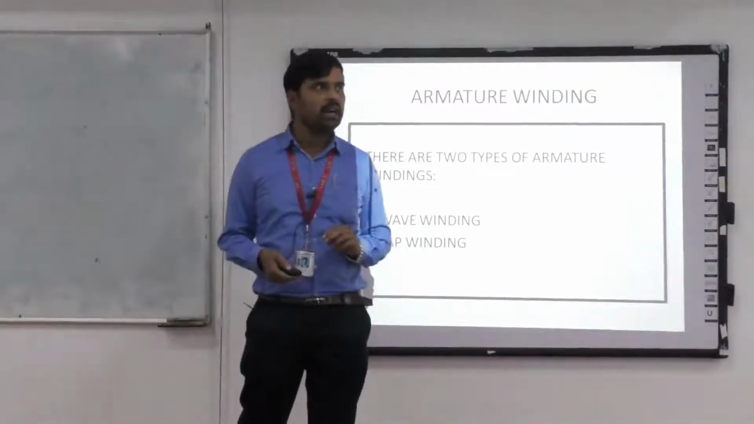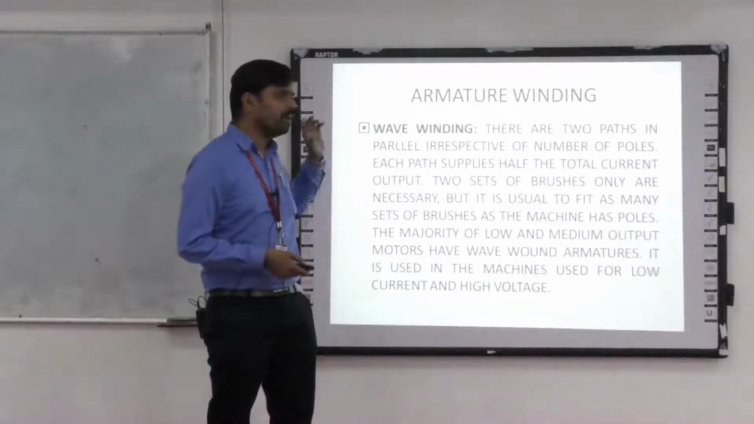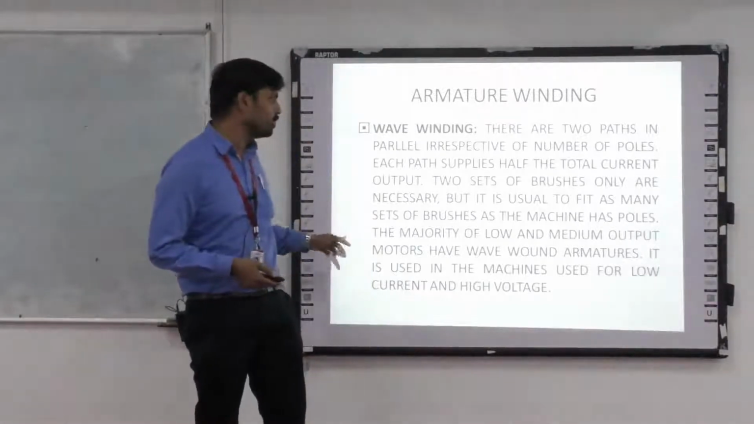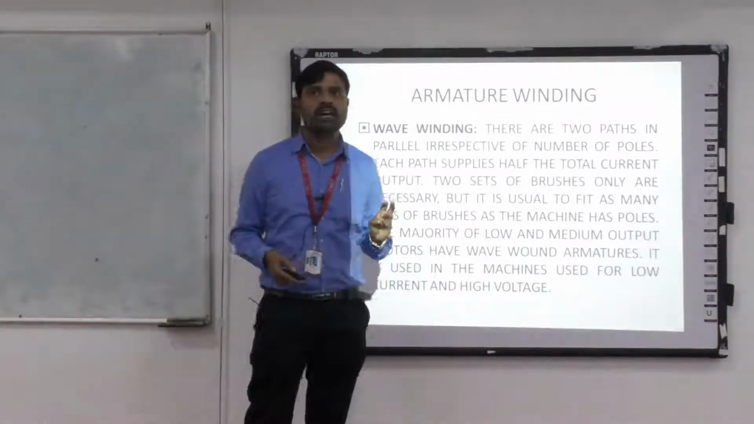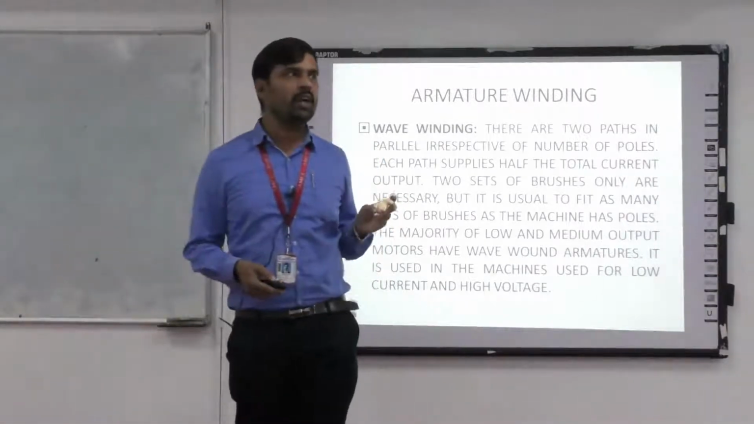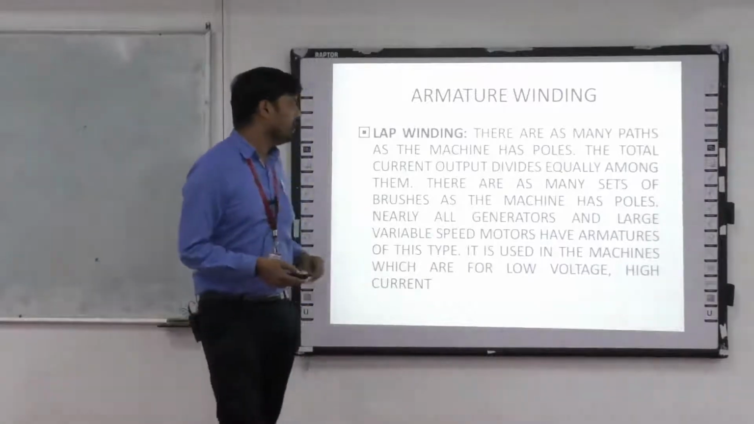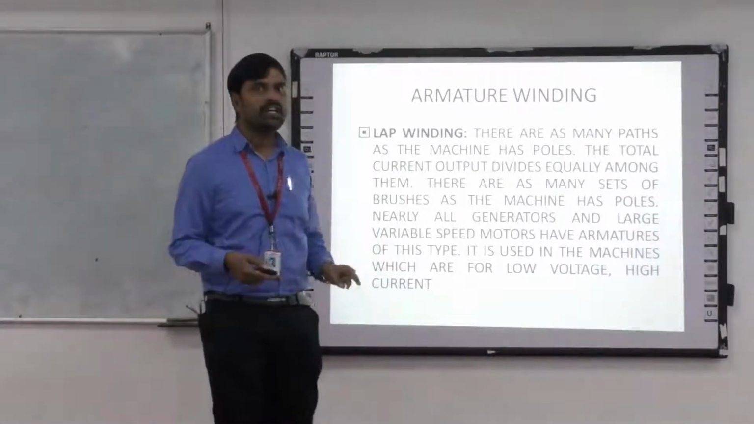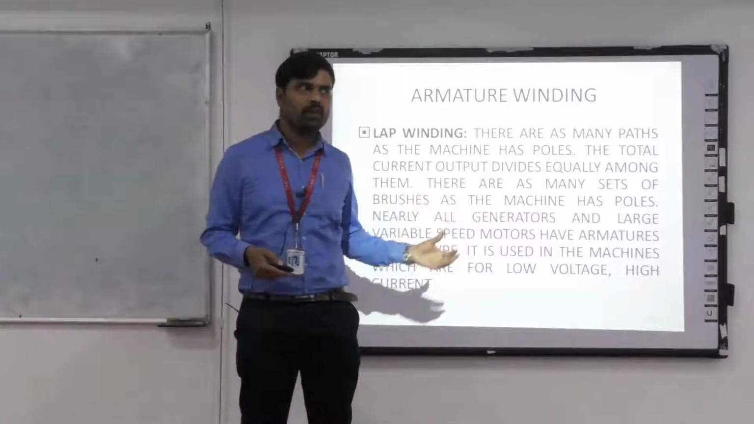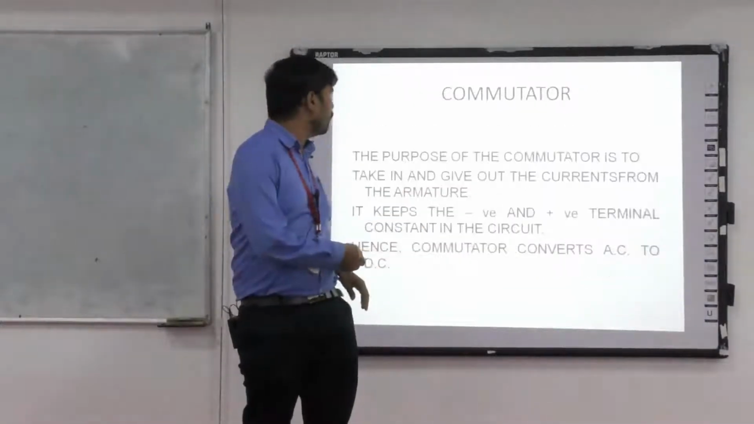So we have two types of winding. One is lap winding, another one is wave winding. Wave winding is used in machines where low current and high voltage are required. Low current and high voltage. Where we require high voltage, we can go for wave winding. And lap winding is used for low voltage and high current. So wherever you need low voltage and require high current, we will go for lap winding.